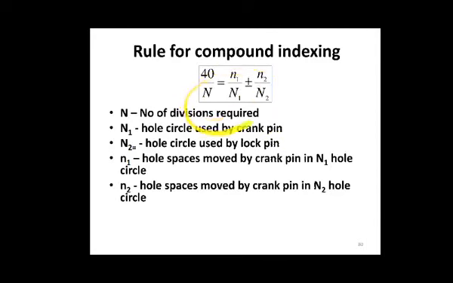Plus or minus small n upon capital N2. In this, capital N is the number of divisions required, capital N1 is the whole circle used by the crank pin, capital N2 is the whole circle used by the lock pin, small n1 is the whole spaces moved by the crank pin in N1 whole circle, and small n2 is the whole spaces moved by the crank pin in N2 whole circle.